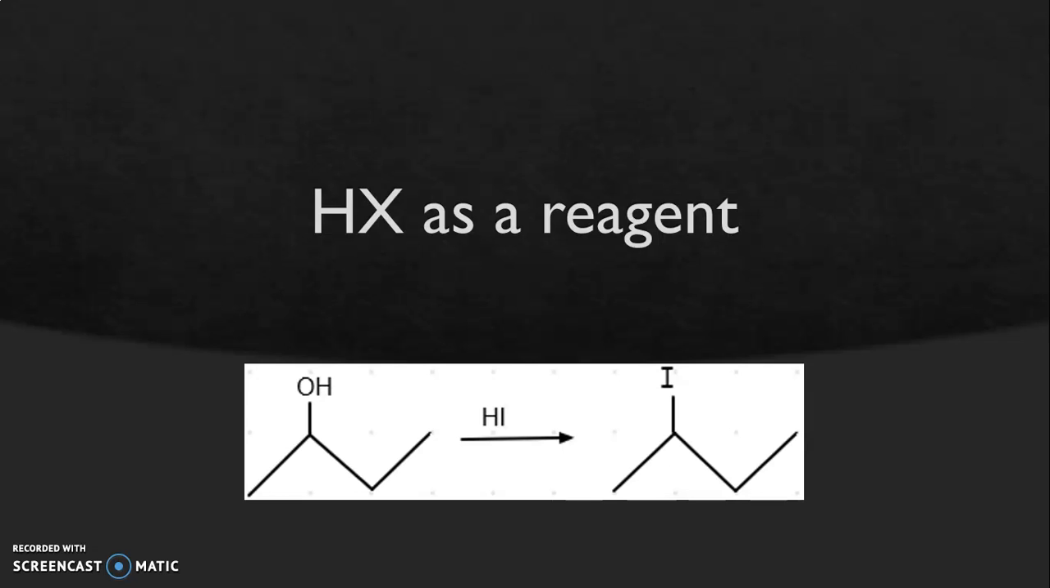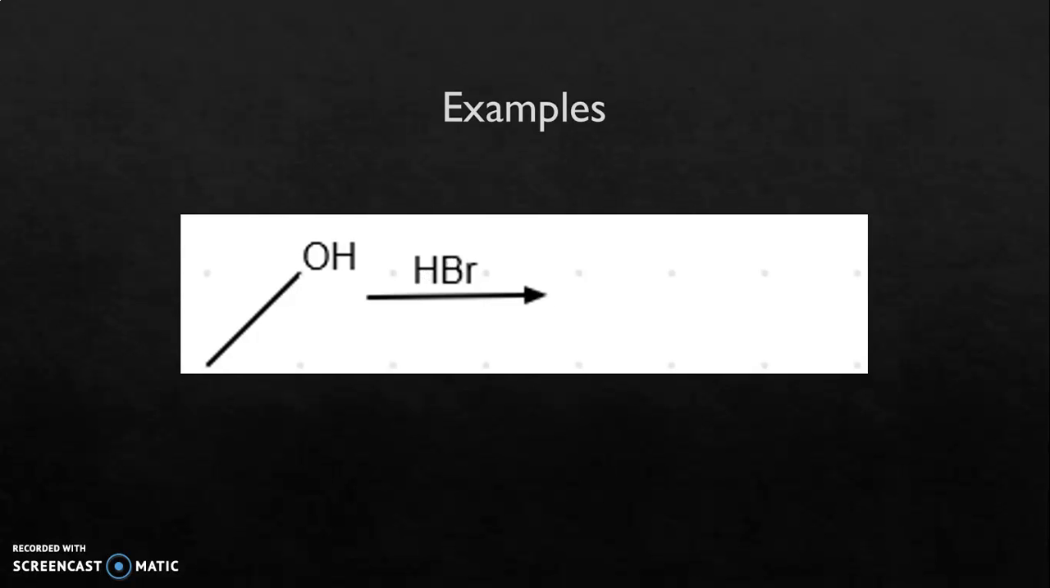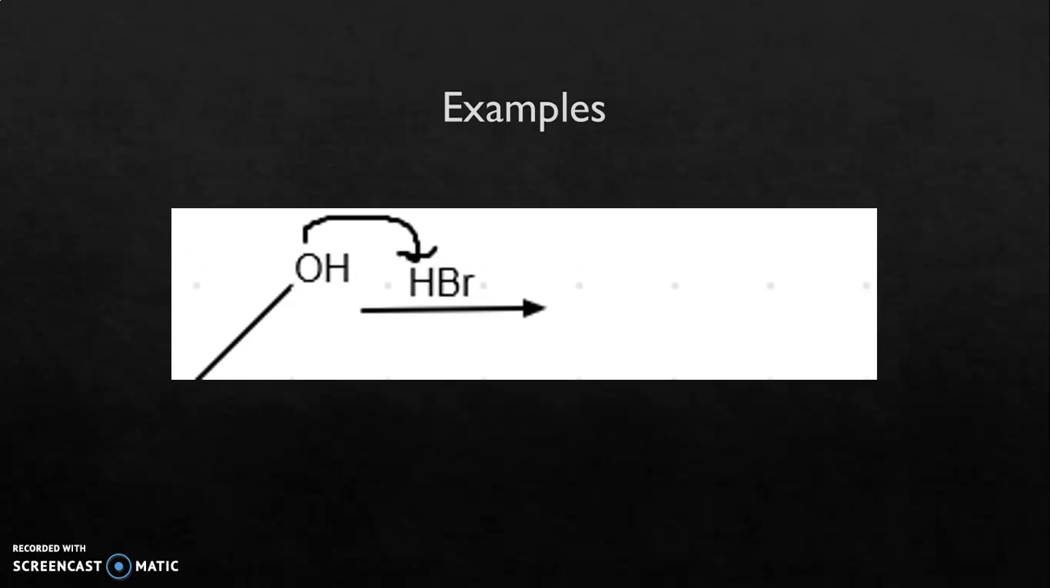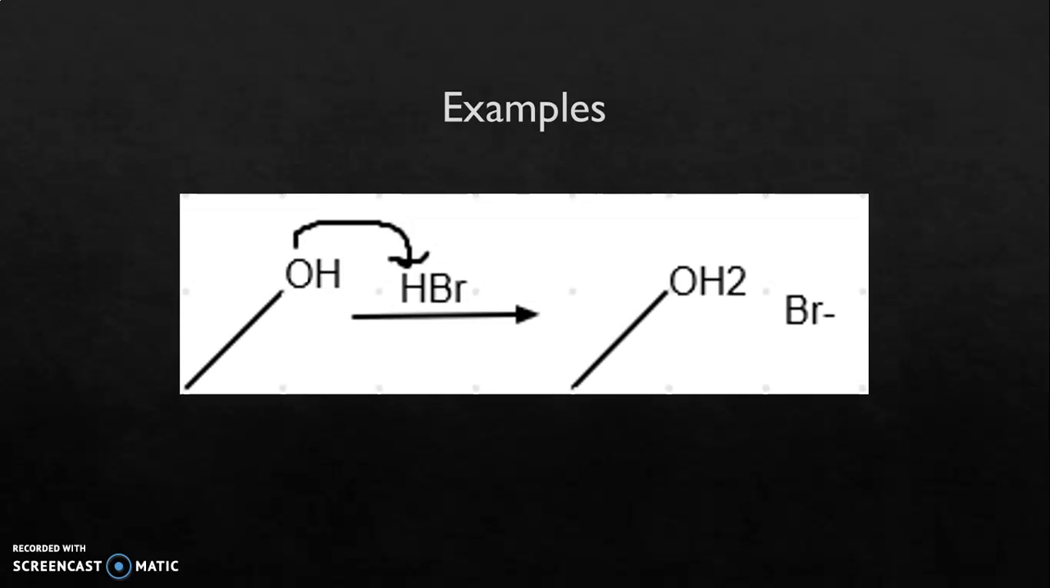When we're using HX, we can use iodine, chlorine, or bromine like I talked about. So here's an example of the reaction mechanism. Where do we start with this reaction? It's actually going to be the lone pairs on the oxygen that are going to reach out and grab the hydrogen from the HBr. Now we have Br minus in solution, and our molecule is now attached to OH2.